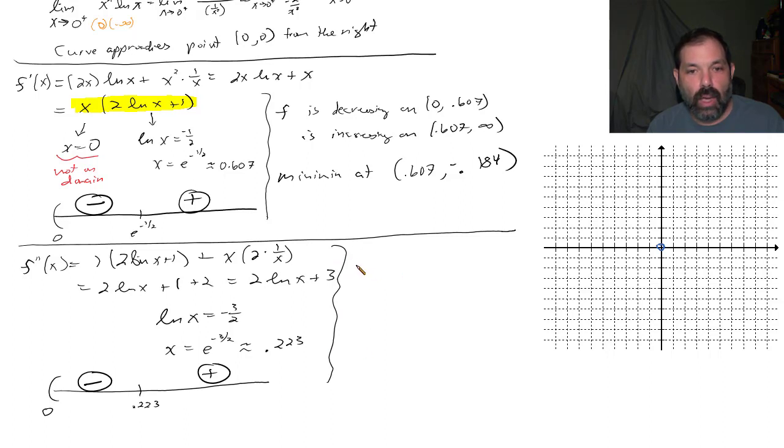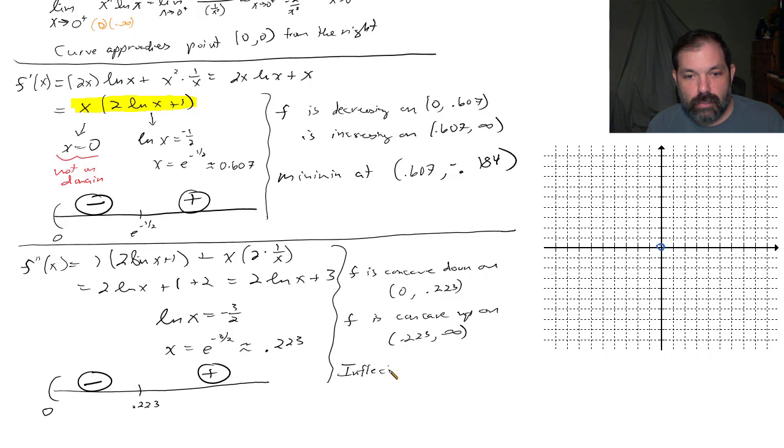So putting that together, I know that f is concave down on 0 to 0.223. f is concave up on 0.223 to infinity. And then I have an inflection point at 0.223, and then substituting that into the function x squared times the natural log x, it ends up being negative 0.075 approximately.